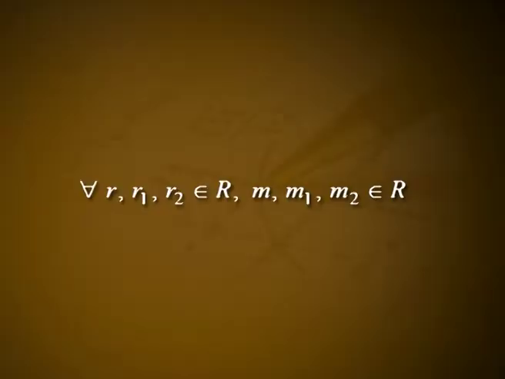Example 5. Let R be a ring. Then R itself can be regarded as a left R module by defining a·m, m belongs to R, a belongs to R, to be the product of a and m as elements of the ring R. Then for every r, r1, r2 belongs to R, m, m1, m2 belongs to R, we have the following.